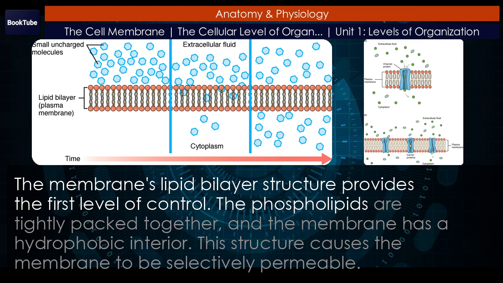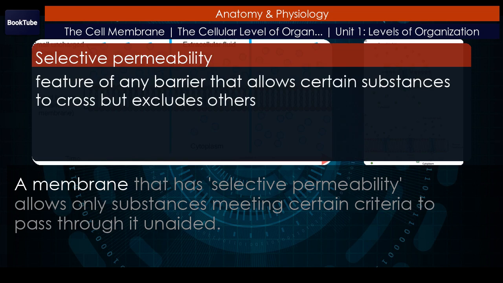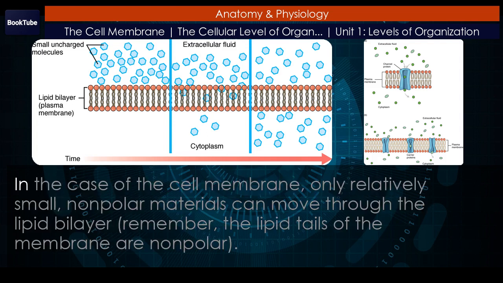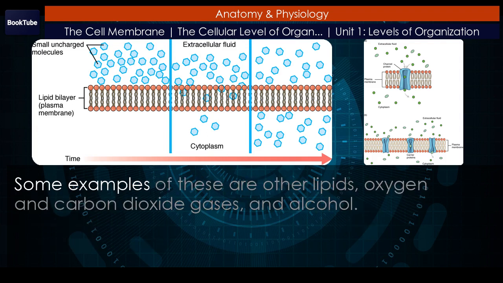The phospholipids are tightly packed together, and the membrane has a hydrophobic interior. This structure causes the membrane to be selectively permeable. A membrane that has selective permeability allows only substances meeting certain criteria to pass through it unaided. In the case of the cell membrane, only relatively small, nonpolar materials can move through the lipid bilayer. Remember, the lipid tails of the membrane are nonpolar. Some examples of these are other lipids, oxygen and carbon dioxide gases, and alcohol.